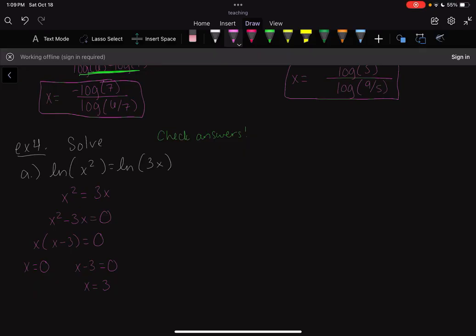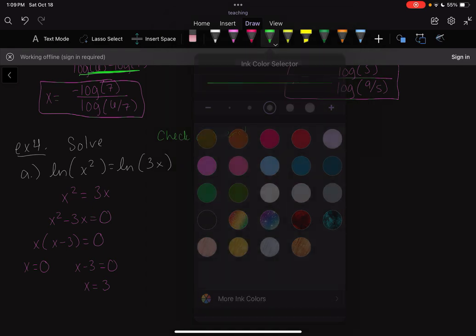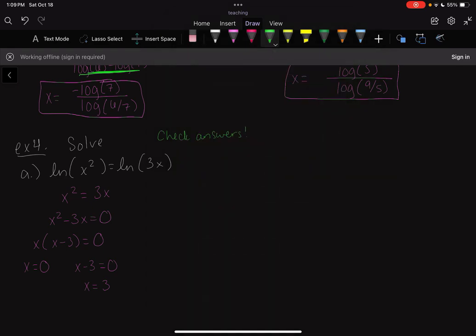Now this one, there's an issue with one of these. If you plug 0 into the original problem, remember that the inside parentheses of a log can never be 0 and it can never be negative. It should always be bigger than 0. So this is an extraneous answer. So our answer for this one is just going to be x equals 3.